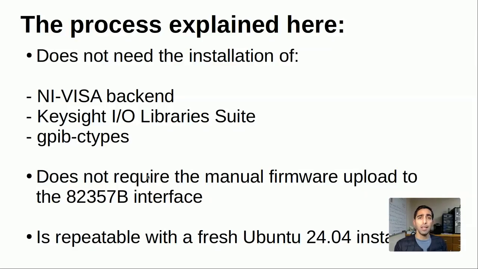So the method that I explain here is supposed to be simple and simplified and requires minimal installation of software. So we do not need to install any National Instruments VISA backend or Keysight I/O Libraries Suite or gpib-ctypes on Ubuntu. And it does not require us to manually upload firmware to this device.